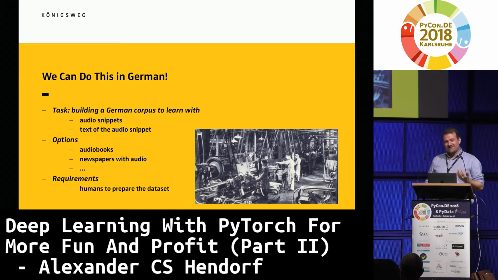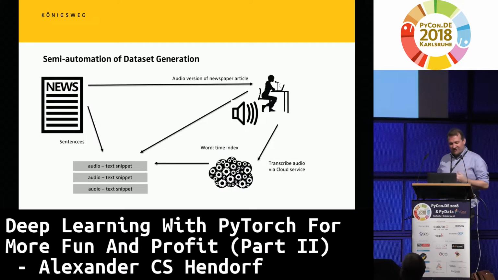And this is the other thing: neural nets don't solve all the problems. You have to think. So I started thinking. I have the newspaper, so I scraped the text from the website of the newspaper. I have the audio version, where somebody read that. I used a cloud service to transcribe it. The transcription sends a JSON with a timestamp of when each word was actually spoken.